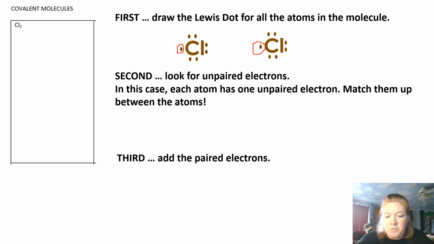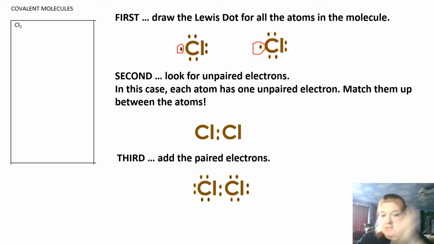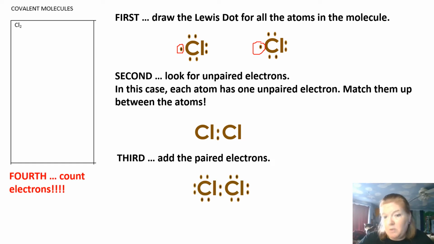Match them up between the atoms. So I'm going to put Cl, and then I'm going to put those two. So I took this one and match them up to share them between. Now I'm going to have to add the unpaired electrons. So see how this chlorine had this pair and this pair and this pair, and this chlorine had this pair and this pair and this pair. Well, they can't like evaporate. They don't get erased. So I just put them there. I put them around the chlorine.